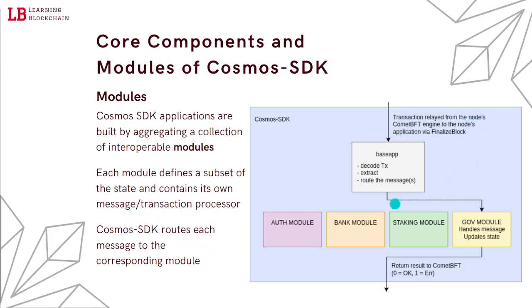So in this figure, we have an example of a FinalizeBlock ABCI request from CometBFT, and we can see that in the BaseApp, we decode the transactions and extract all the messages. Depending on the message, we have a router on this BaseApp that will route the message to the corresponding module, in this case the governance module, handle the message, and return a result.